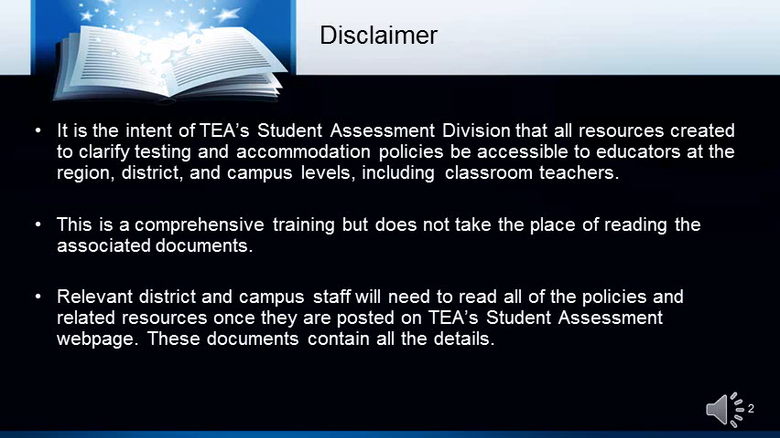As always, this training does not take the place of reading the associated documents on TEA's website and also posted in this e-course. You don't need to have all of the information on accommodations memorized. Just know where to access the documents to reference before making decisions for students.